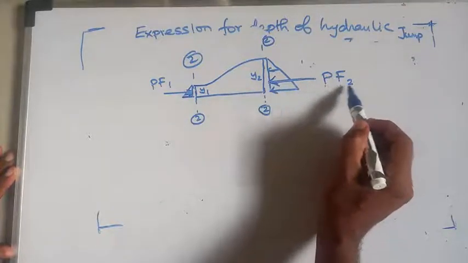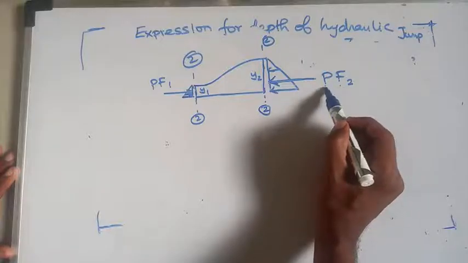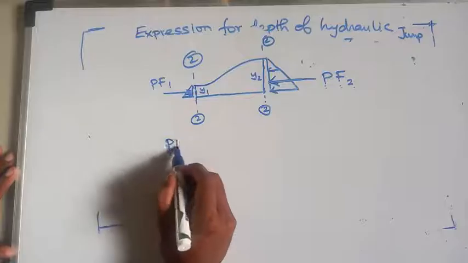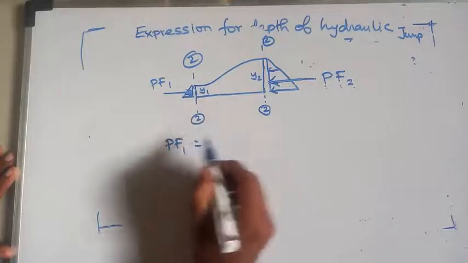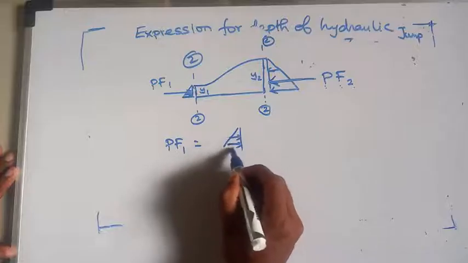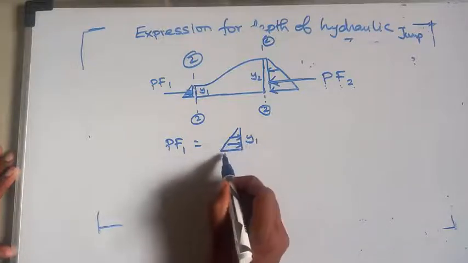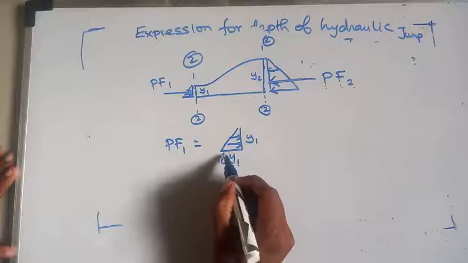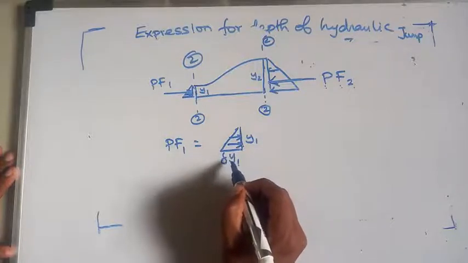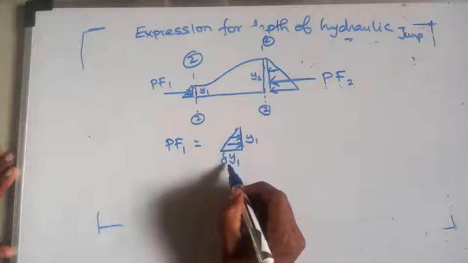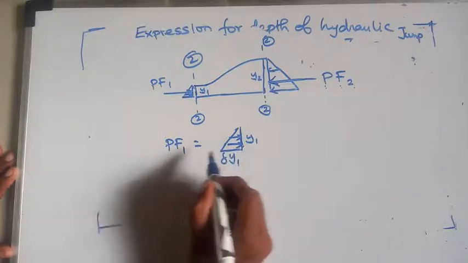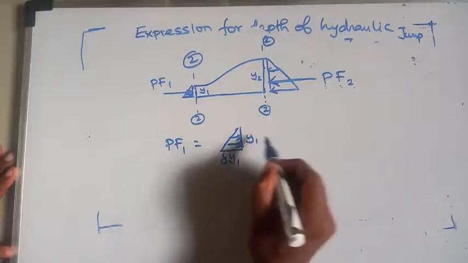So PF2, I am taking this section's value as PF2, and this value as PF1. PF1 is nothing but the area of this hydrostatic pressure diagram. So here the depth is y1, and the pressure value is gamma times y1, because at any depth the pressure value is equal to gamma of that liquid times the depth. So the pressure force equals the area.